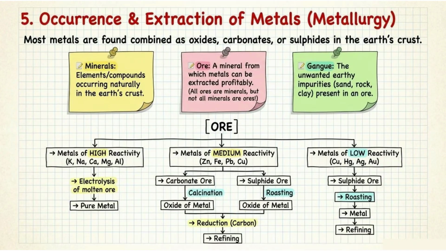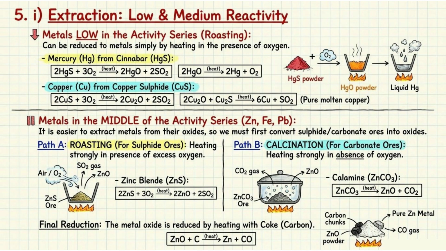And the dirt, sand, and rocky impurities mixed in with the ore, we call that gangue. How we extract the pure metal depends entirely on its position in the reactivity series. Let's start at the bottom with low reactivity metals, like mercury and copper. We extract these by simply heating their ores in the presence of oxygen, a process called roasting.